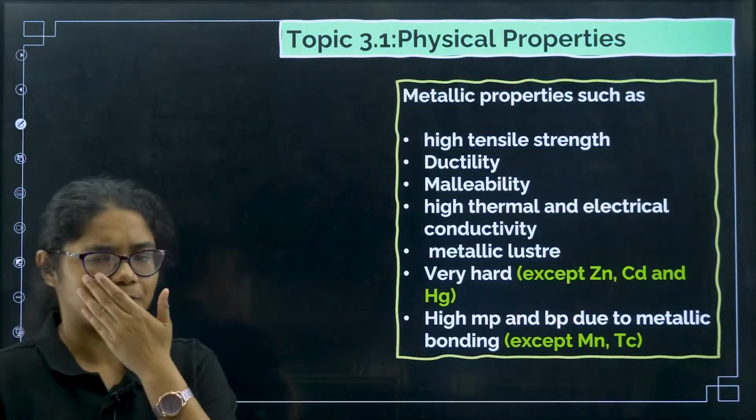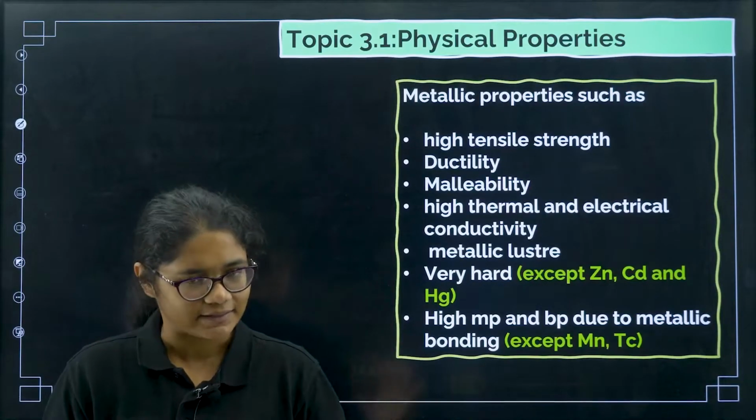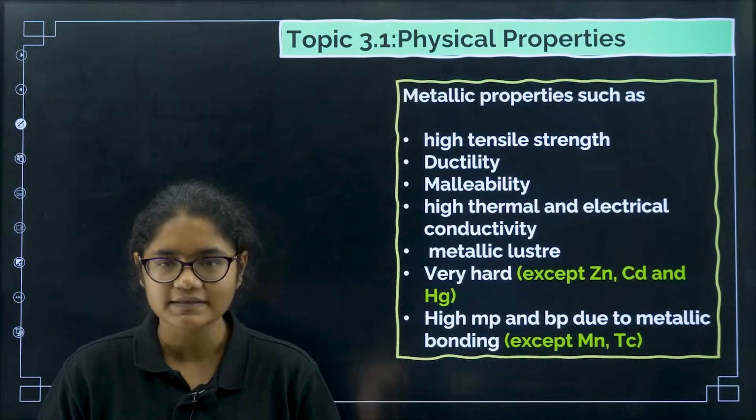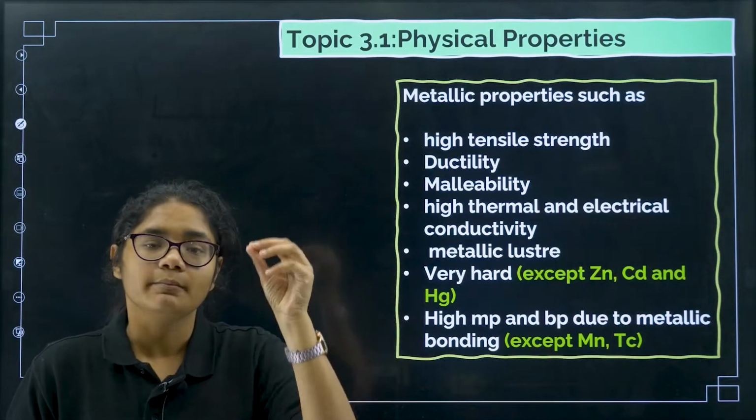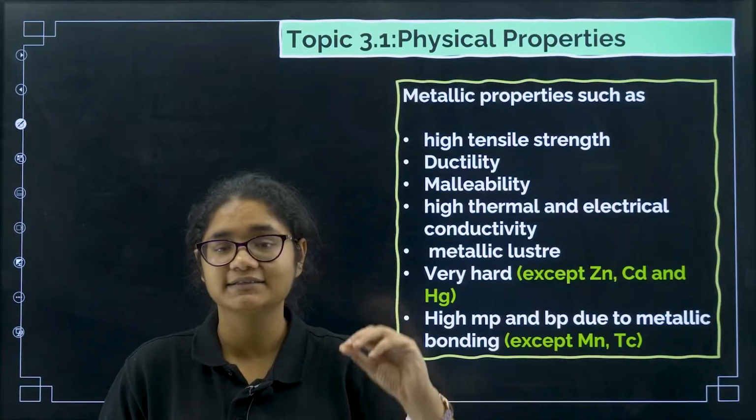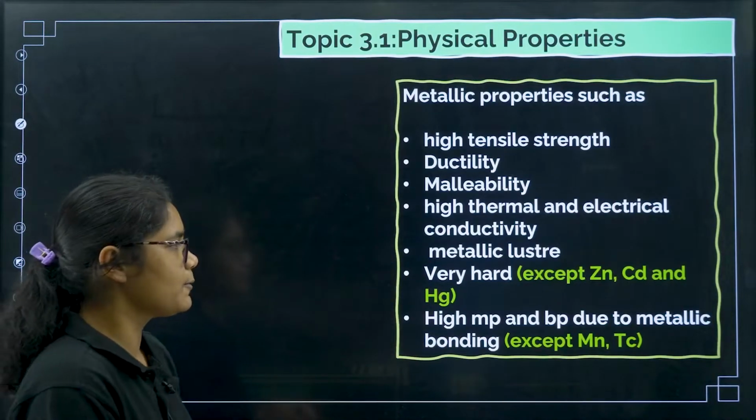Now let us start with these 14 properties, starting from the first one, that is physical properties. There is nothing much to discuss. These transition metals behave as metals. Why do we call them transition metals? Because they have certain properties of metals. What are these metallic properties they have?